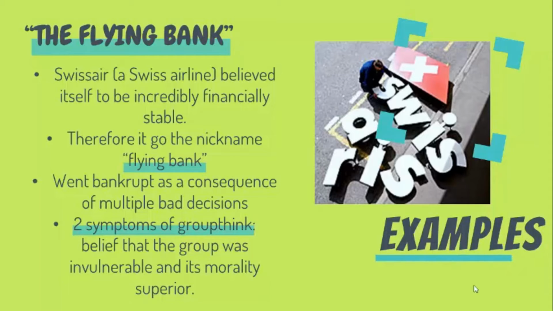Like the reduced size of the company board, they were losing most of its industrial expertise in the process. There are two symptoms of groupthink. It believed that the group was invulnerable and its morality superior.